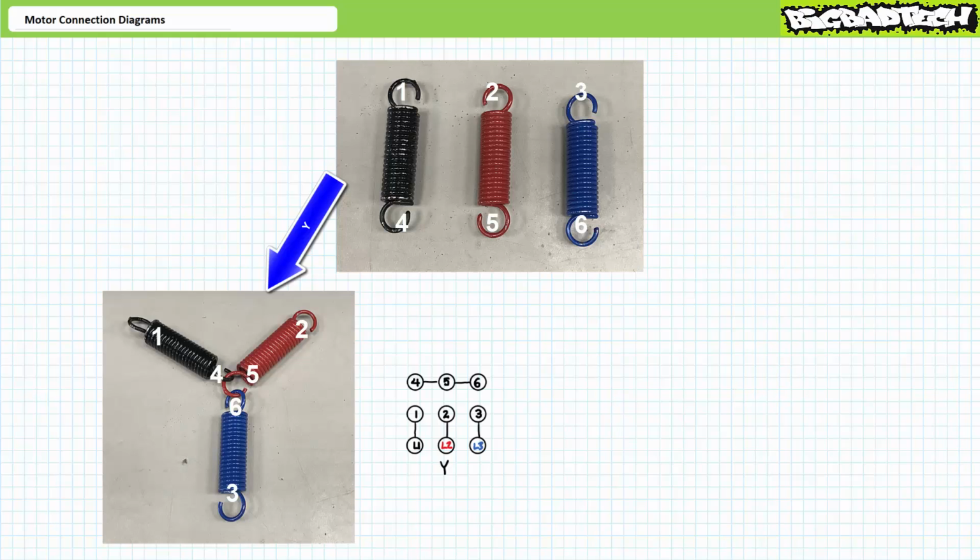A motor connection diagram illustrating a 6-lead motor setup might look something like this: L1 to 1, L2 to 2, L3 to 3, and 4, 5, and 6 tied together.